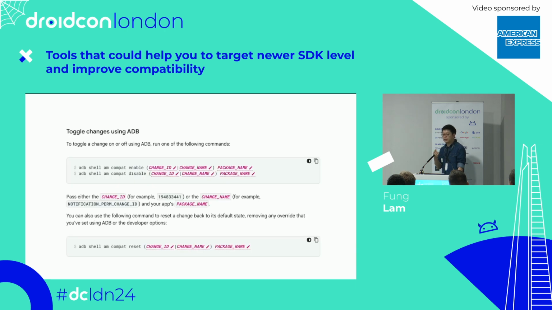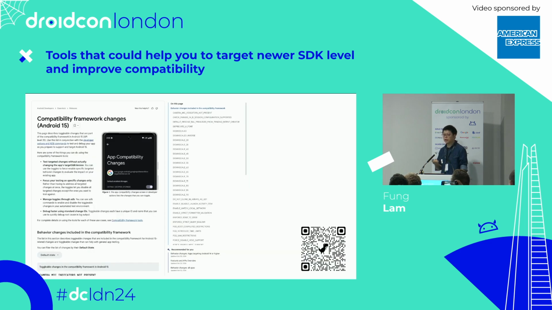Actually, we support an ADB command to turn it on or turn it off. You just run adb shell am compat enable, the change ID, and your package name. How do I know the change ID? You could go back to developer.android.com, our doc. We have the long list of different changes. With the browser providing you the search function, you can find a change by keyword. There are so many changes in Android 15.